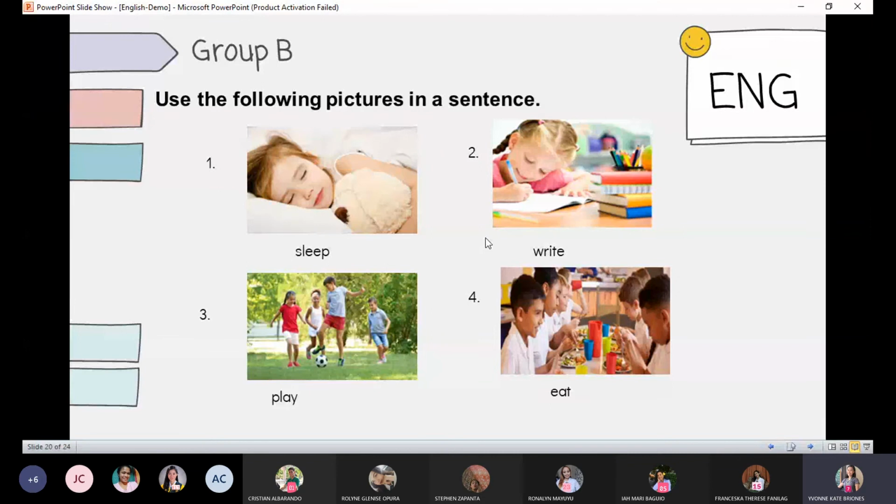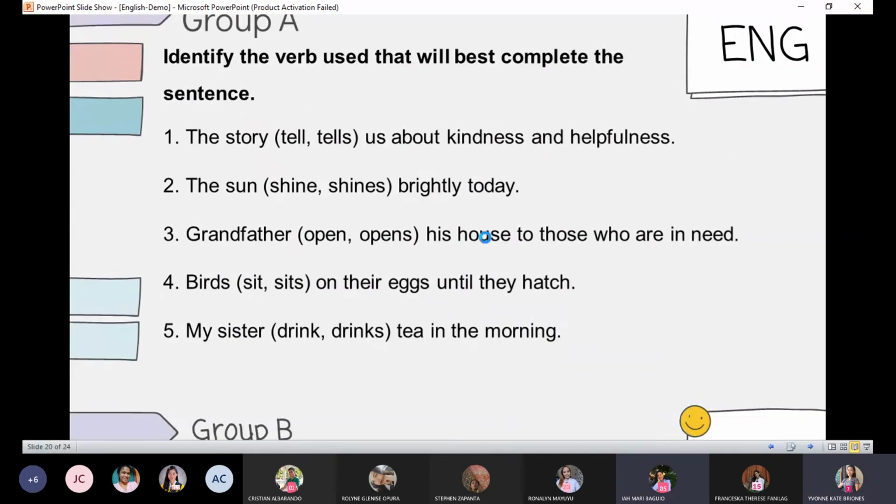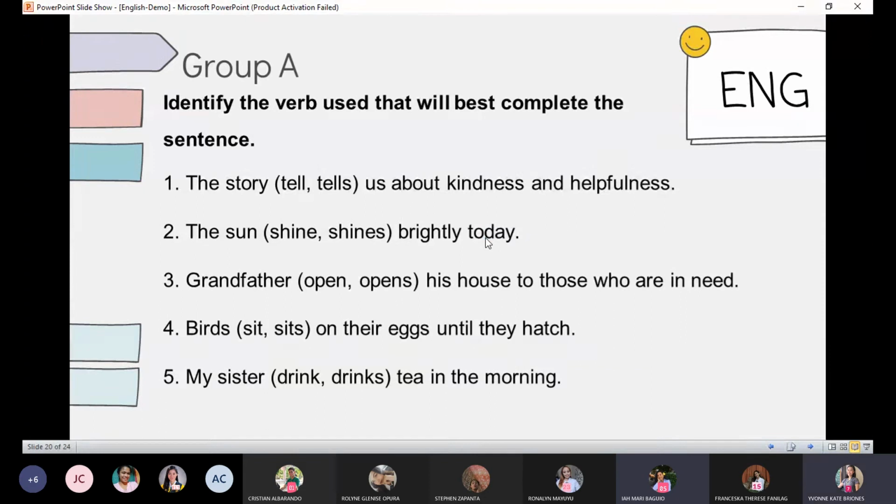Are you all done? Yes, teacher. Okay. Who is the leader in group A? You can report. Christian, teacher. Okay, Aya. Read our answer, teacher.